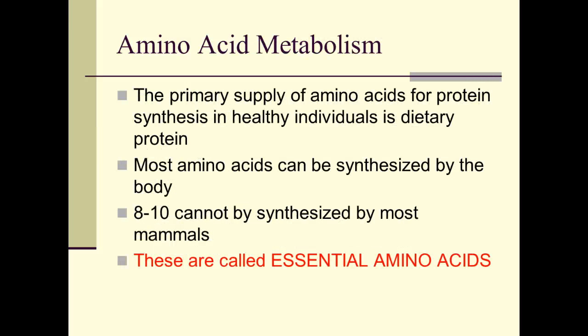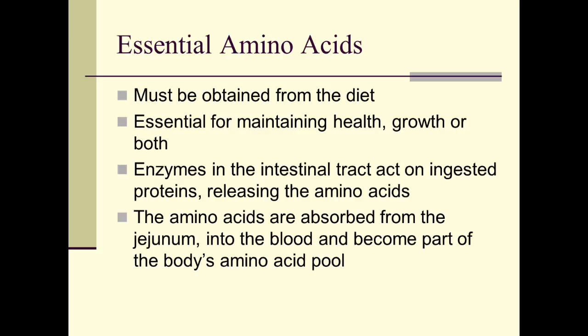So the primary supply of amino acids for protein comes from our dietary protein. So if you eat that big steak, your body breaks it down into amino acids, which are then brought to your liver and packaged into another type of protein that you might need. Those are called essential amino acids, once again, the ones that you must get from your diet. They're essential for maintaining your health, growth.